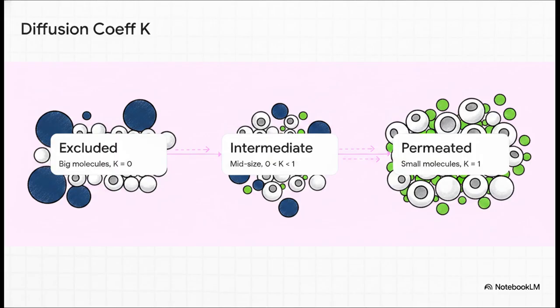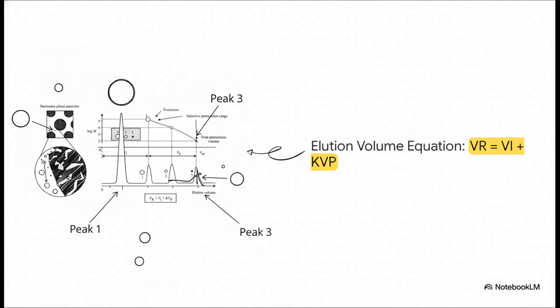You are fully permeated, meaning your K equals exactly 1. What's truly fascinating is how those K values directly create the elution profile. The underlying equation is beautiful in its simplicity. Your total elution volume, which we call VR, or sometimes VE in the literature, equals VI, which is the volume of the interstitial space outside the beads, plus K times VP, the volume inside the pores.